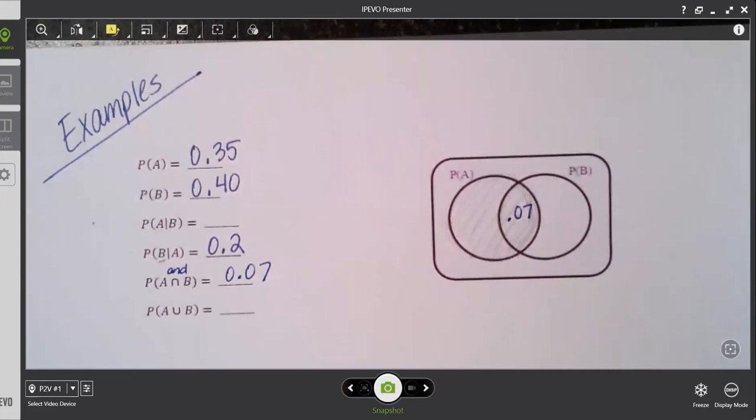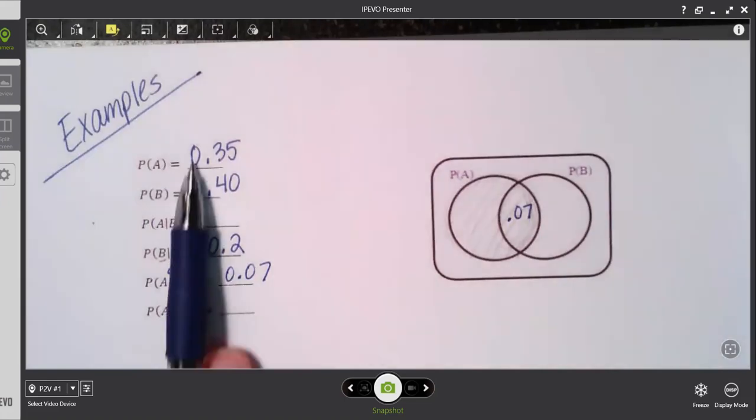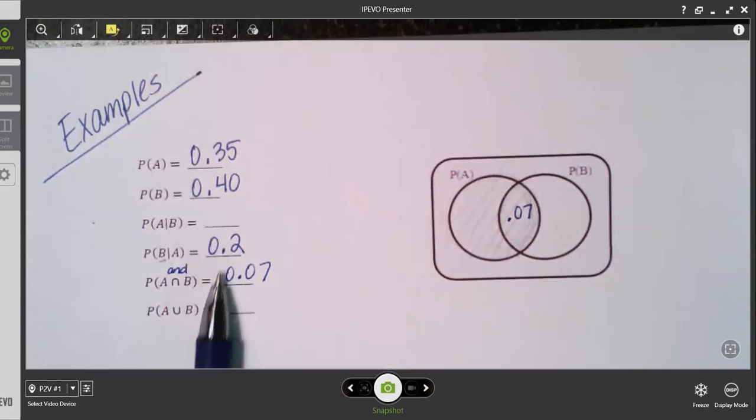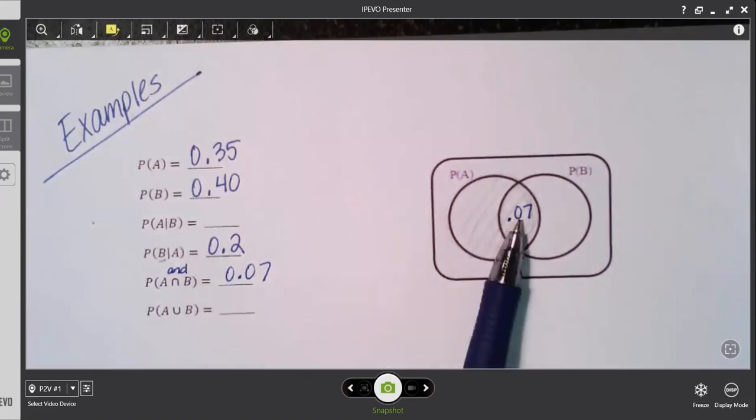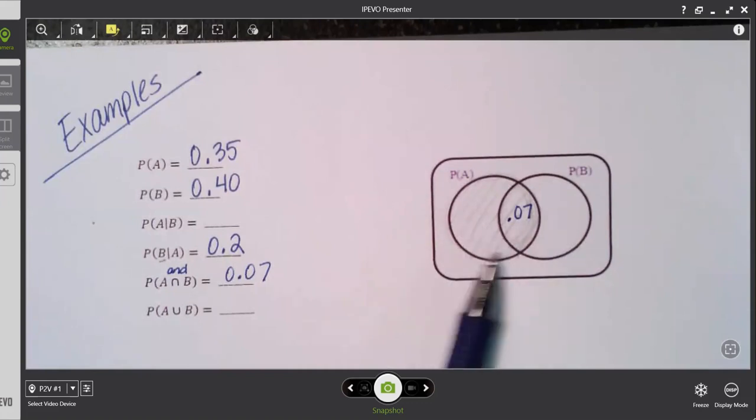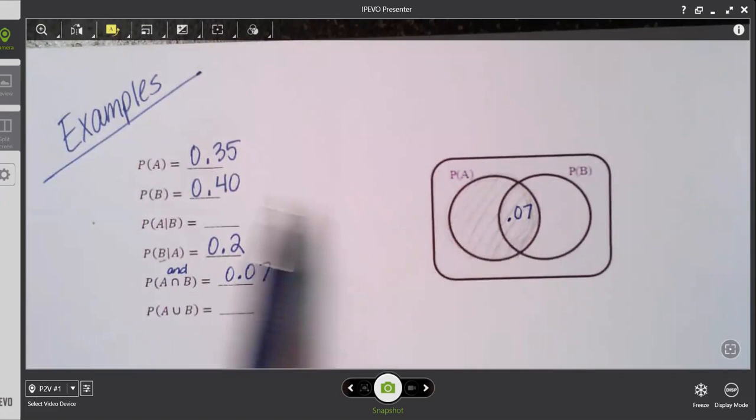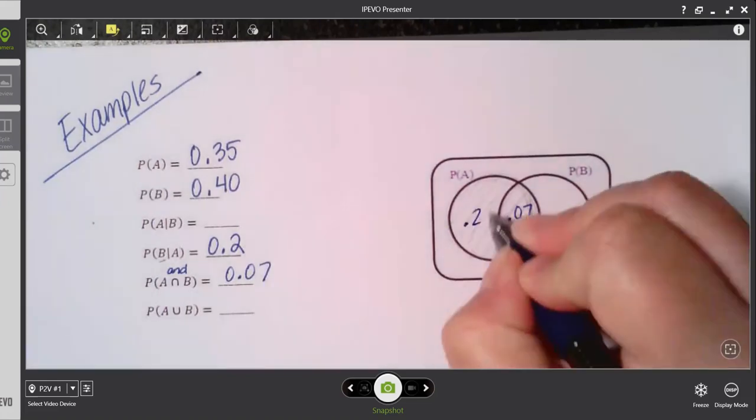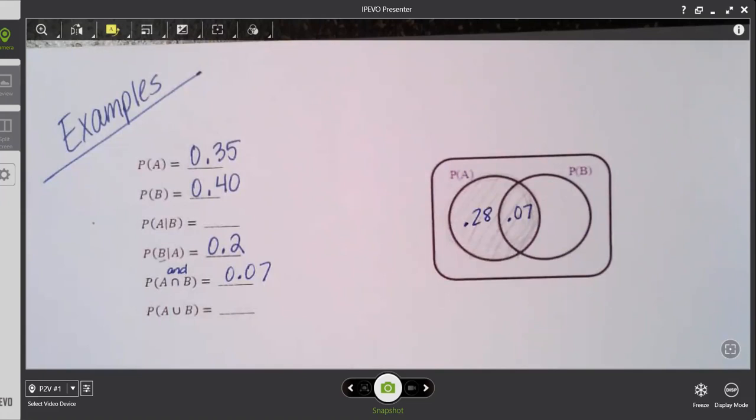You'll notice that as I'm doing this, I usually write a 0 in front of the decimal place over here because that's really how I'm supposed to write it. But in the picture, I usually tend to save space and not write that. So if I don't write that in the picture, it's not for any mathematical reason, it's just to save space. Okay, so now I can figure out what goes in this part of A and what goes in this part of B, because the whole circle A is 0.35. So 0.35 minus 0.07, that's 0.28. And likewise, the whole circle B is 0.40. 0.40 minus 0.07 is 0.33.